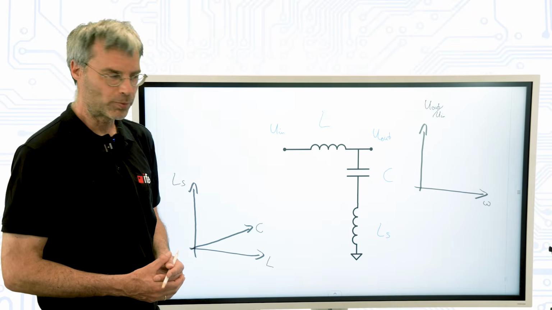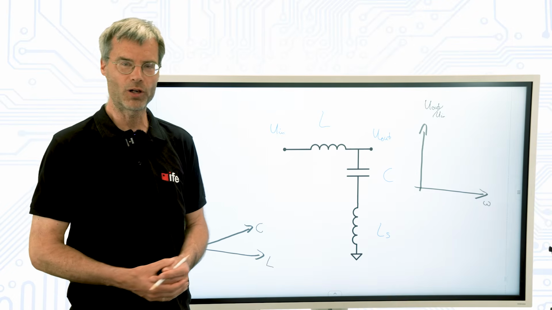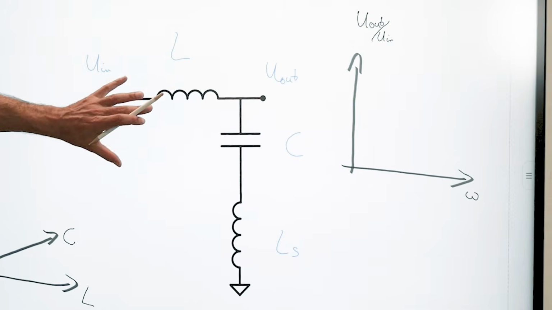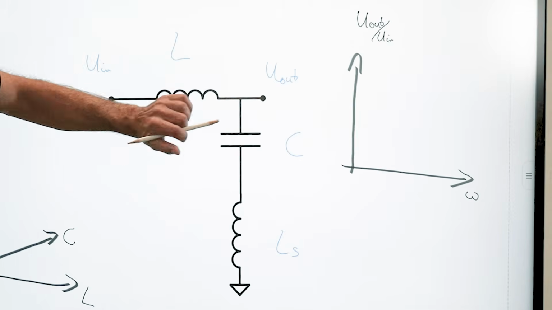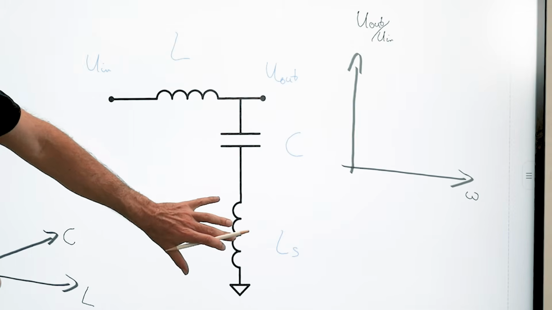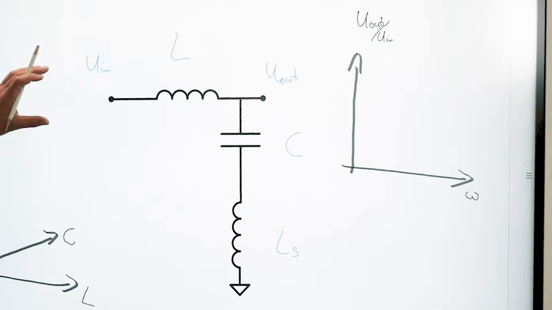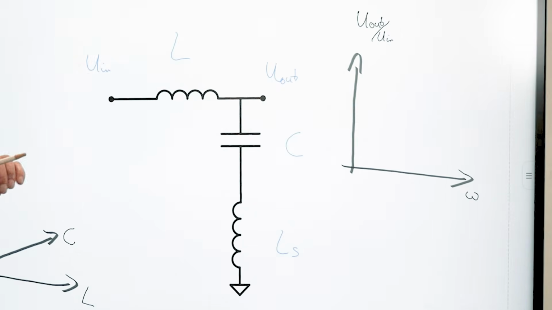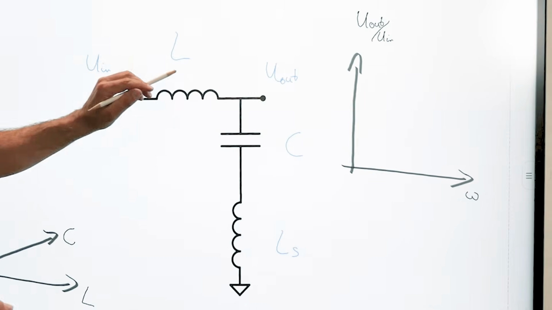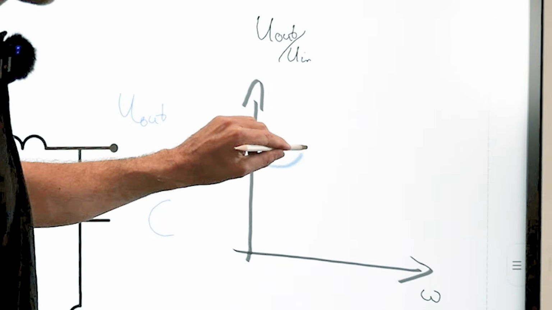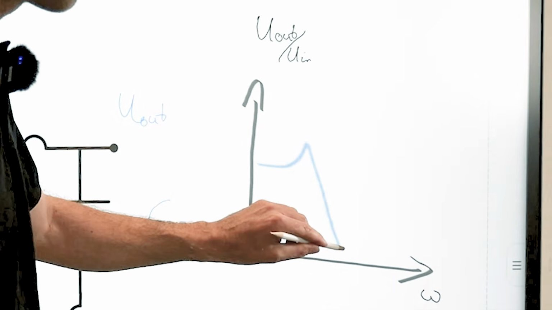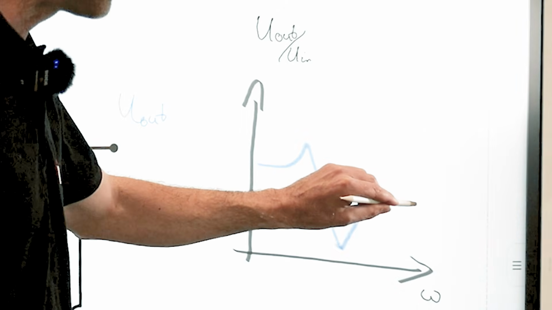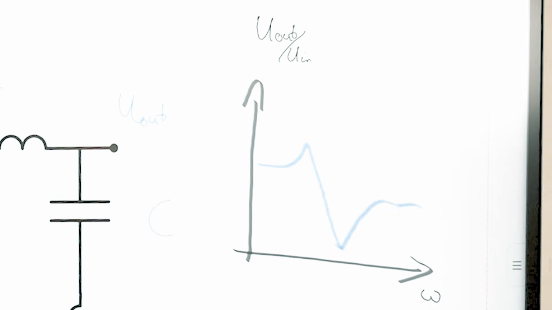As a starter, I brought you a very simple example of a low-pass filter with a parasitic inductance. You see here the low-pass filter. It has an inductance, it has a capacitance, and it has a parasitic inductance, Ls. And we have an input voltage U in and an output voltage U out. And if we look at the transfer function of this filter, it looks approximately like this. So first it's flat, then we have a resonance, LC resonance, then it goes down, and we end up with an impact of the parasitic inductance.